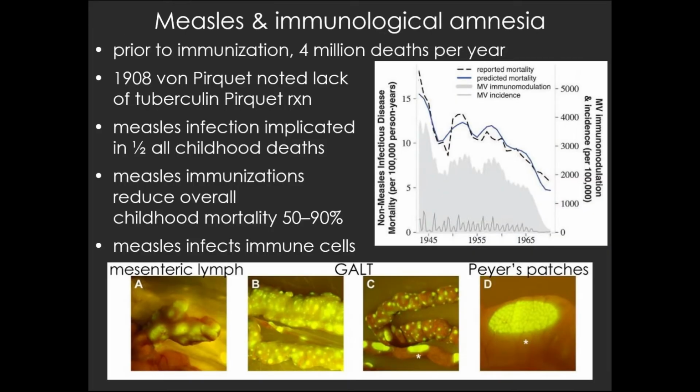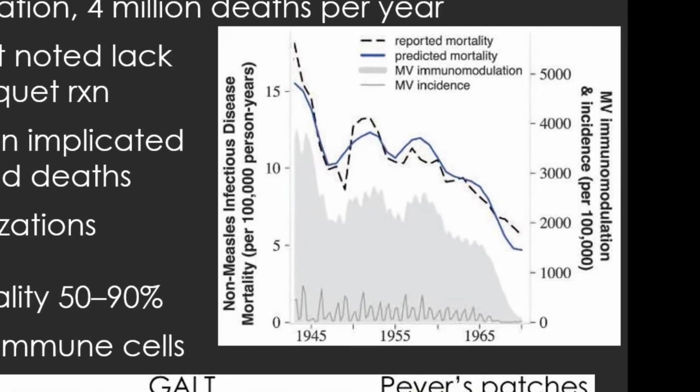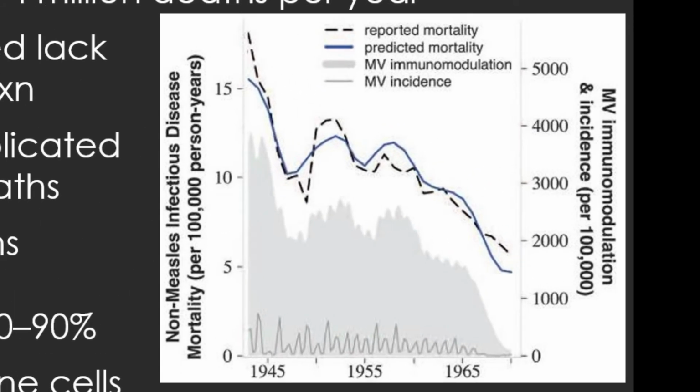Before we move on to another topic, I would like to take a moment to talk about a really interesting phenomenon called immunological amnesia that happens as a result of measles infection. So prior to immunization for measles, about 4 million people died per year from measles infection. But what was really interesting once the measles vaccine was licensed was that non-measles infectious disease mortality went down drastically.